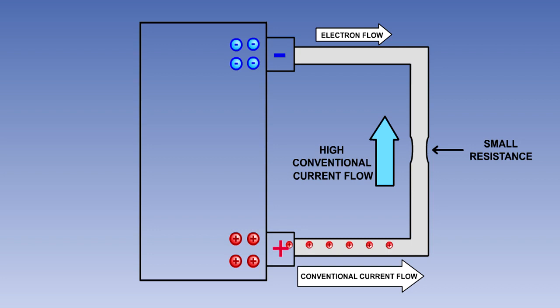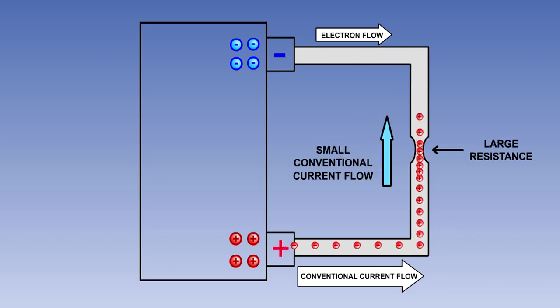For a fixed voltage, the smaller the resistance, the larger will be the current flow. And the larger the resistance, the smaller will be the current flow. The current in the circuit can therefore be adjusted by altering the resistance.